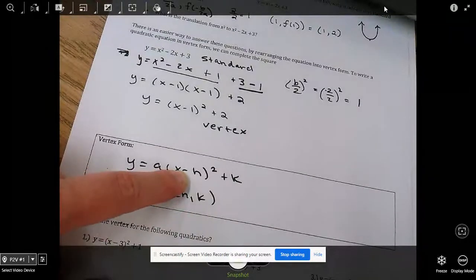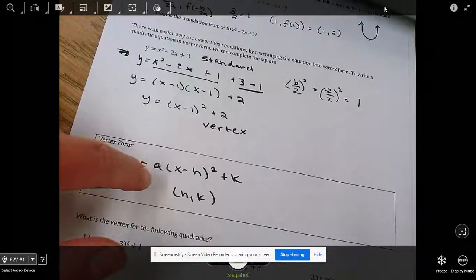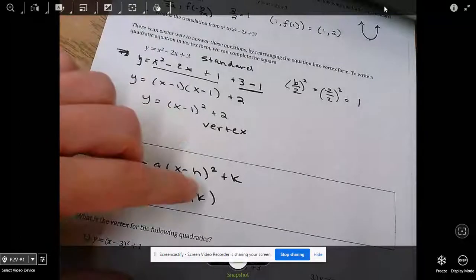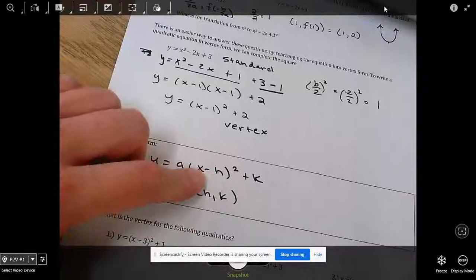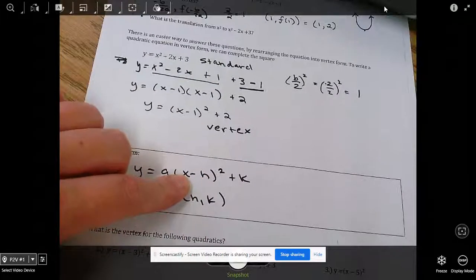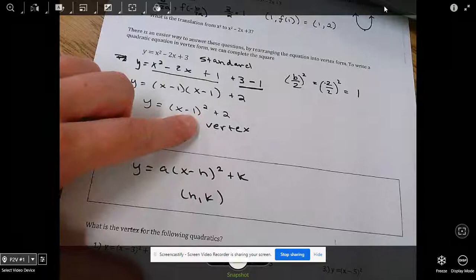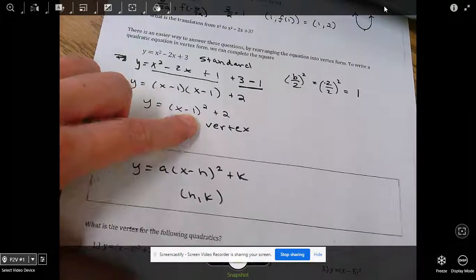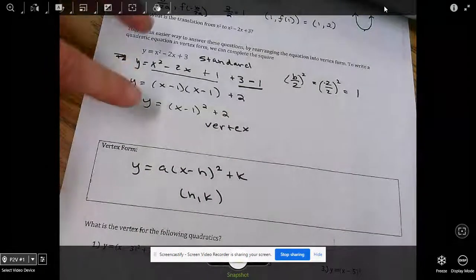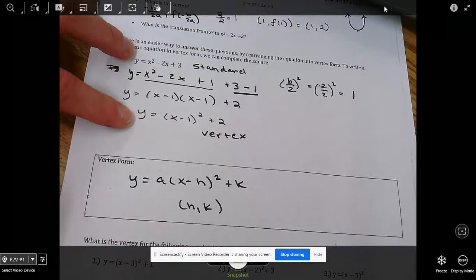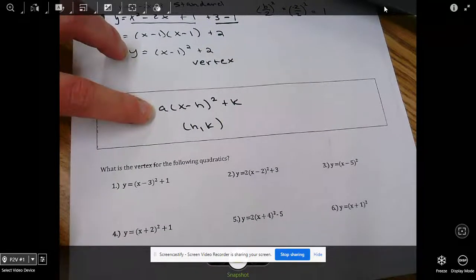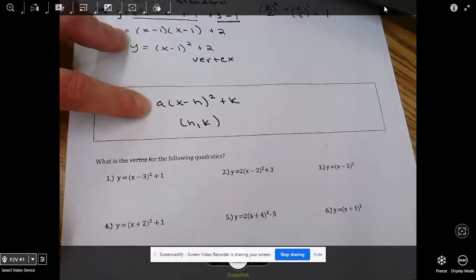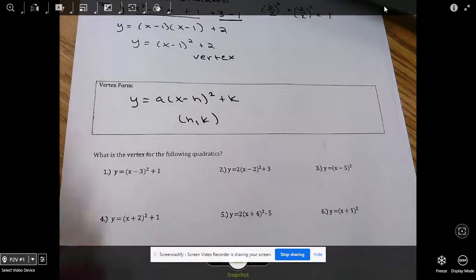So don't look at this and think left. It's thinking the distance created. So h is actually positive. Now, if h was negative, it'd be negative, negative to create a positive. All right, so that's actually to the right one because it's actually a positive 1. So this form is very beneficial for us. We can see all the transformations and we can see the vertex. Okay. A is going to be the vertical stretch or shrink. If it's 1, there's not going to be either.